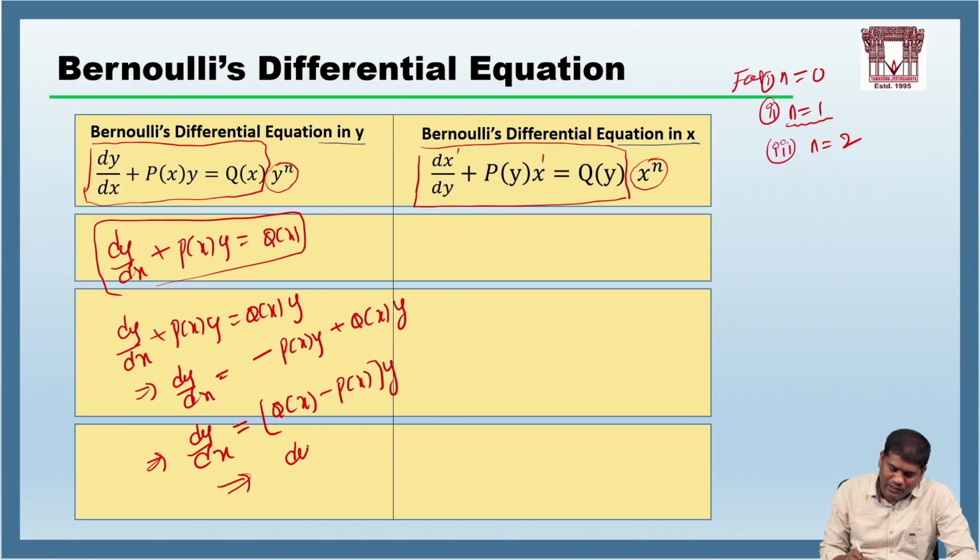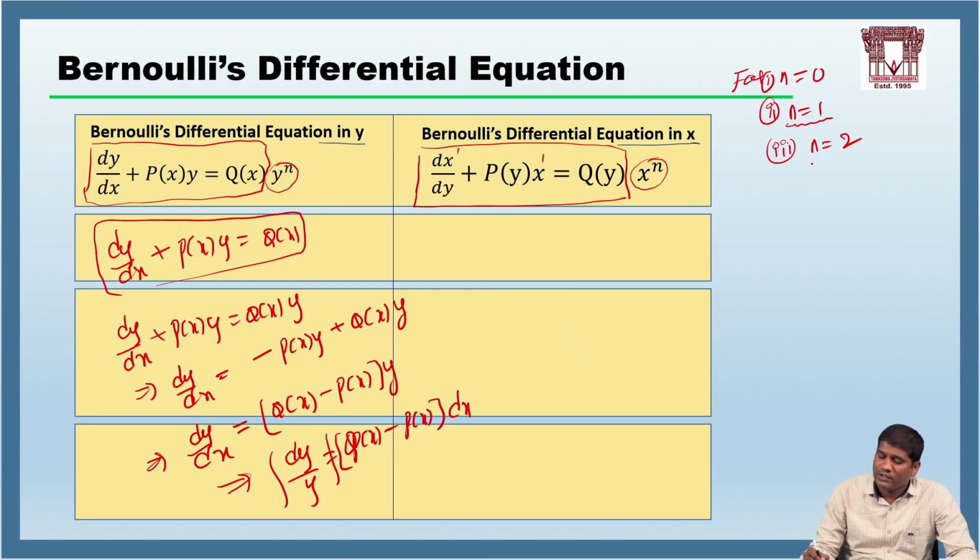Then we can solve this differential equation according to the variable separable method. Dy by y, this y I wrote on the left hand side, and this dx I am writing on the right hand side: q of x minus p of x, whole into dx. Then write the integration on both sides, then we can get the required solution to the given differential equation.